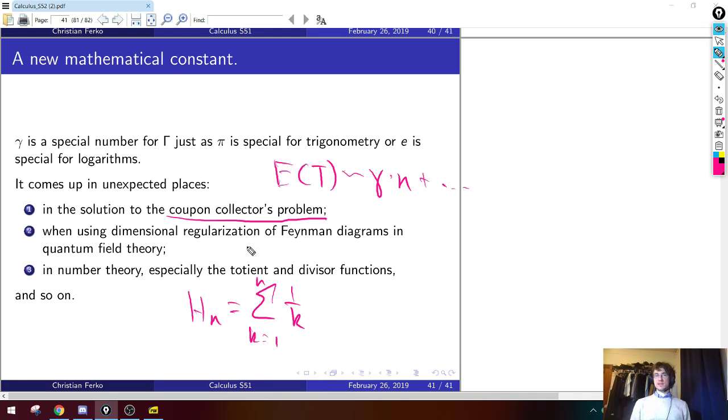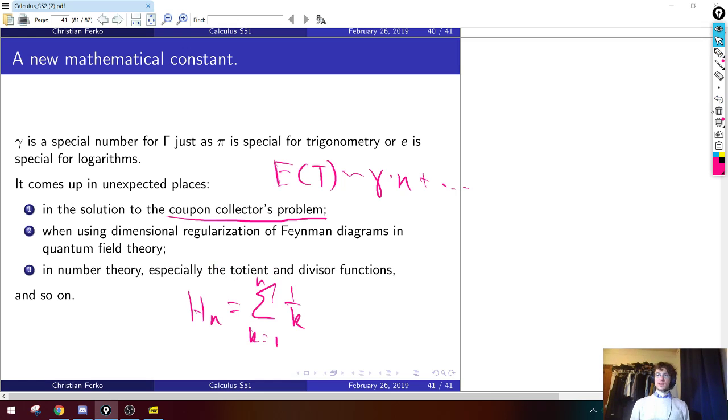So it appears in bounds for prime gaps. If you study the prime numbers, or the number of divisors a number has as it gets large, or the Euler totient function, which are all important in number theory. Totient has to do with coprime integers. This lowercase gamma will appear there as well.